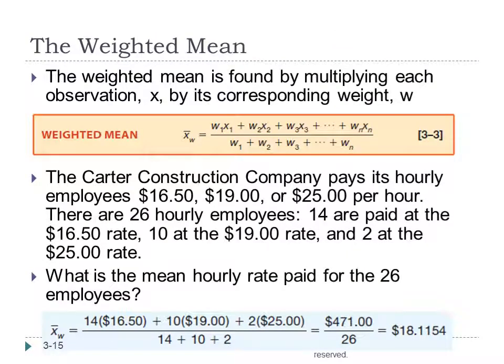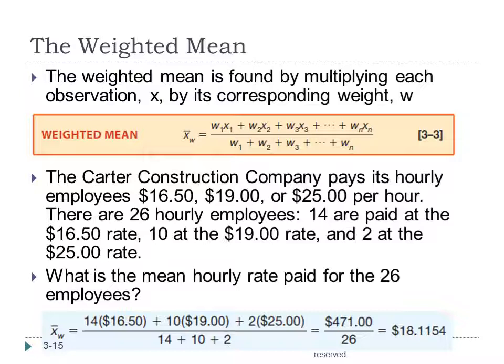Here is an example about calculating a weighted mean, and that happens if you have data that's given with weights assigned to each data value. The weighted mean is found by multiplying each observation by its corresponding weight. And here is the formula for the weighted mean. X bar, and we write sub W to indicate this is a weighted mean. For the numerator, we take each data value, multiply it by its weight, add all those products, and divide by the total of the weights, the sum of the weights.